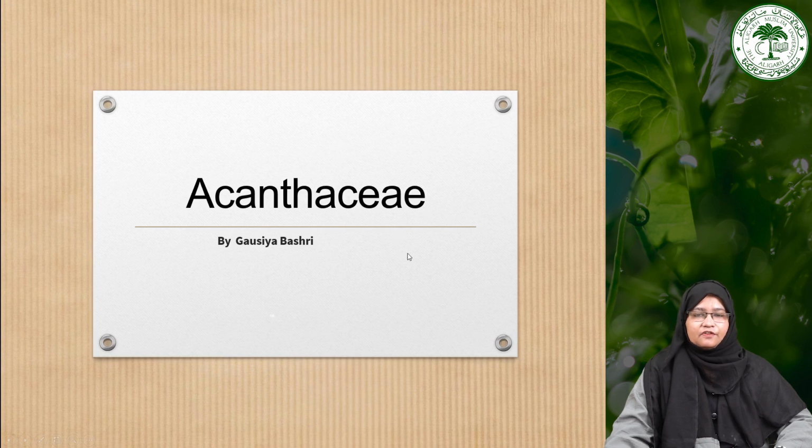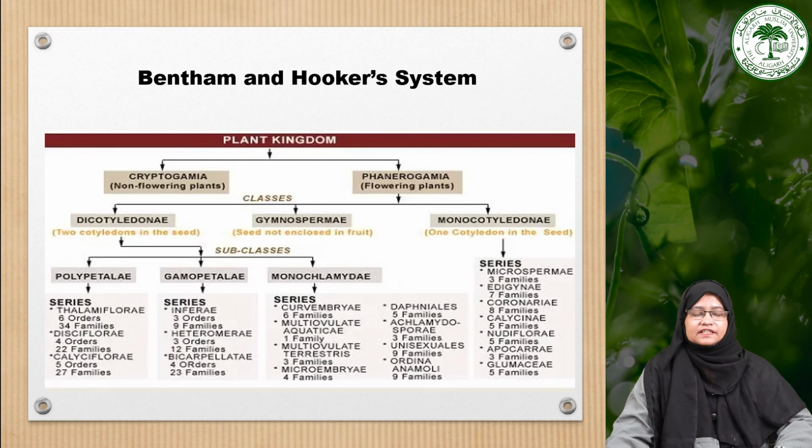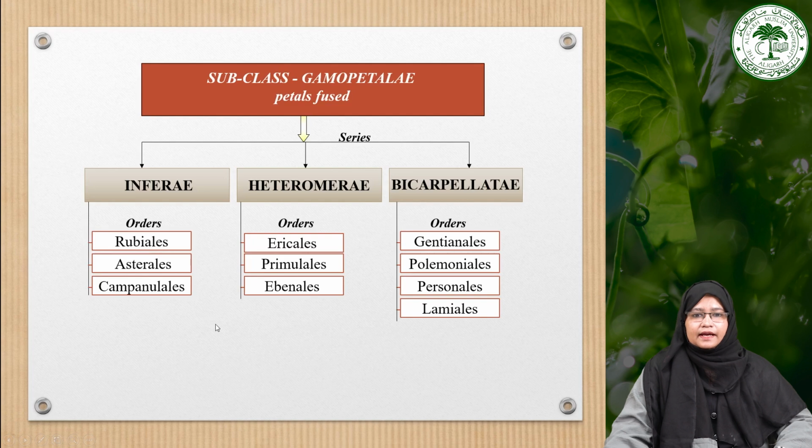Now moving forward to the classification given by Bentham and Hooker. This family is placed in the class Dicotyledonae, in the subclass Gamopetalae and the series Bicarpellatae. And in the Bicarpellatae series, this family is placed in the order Personales.